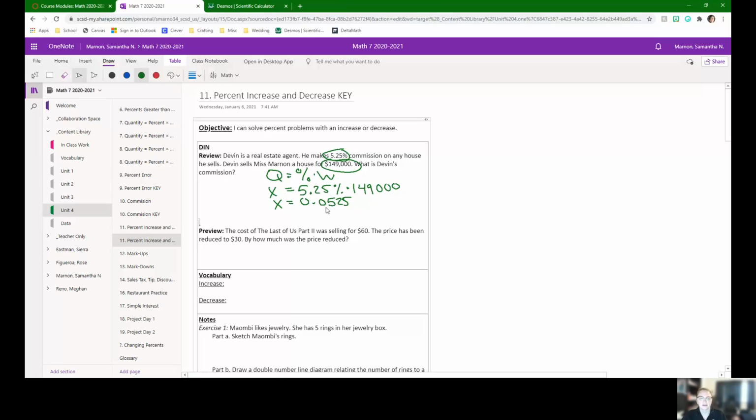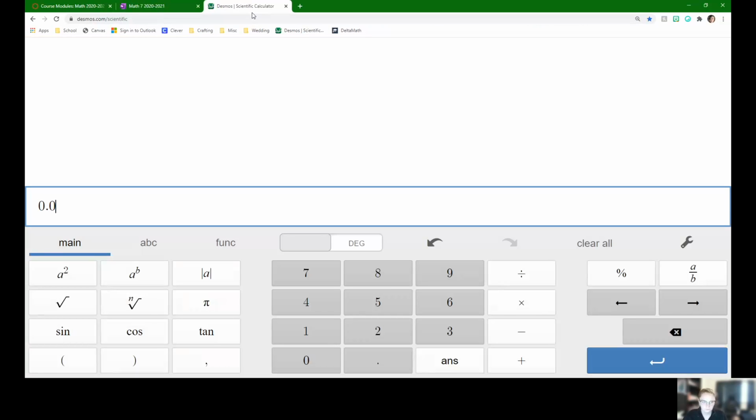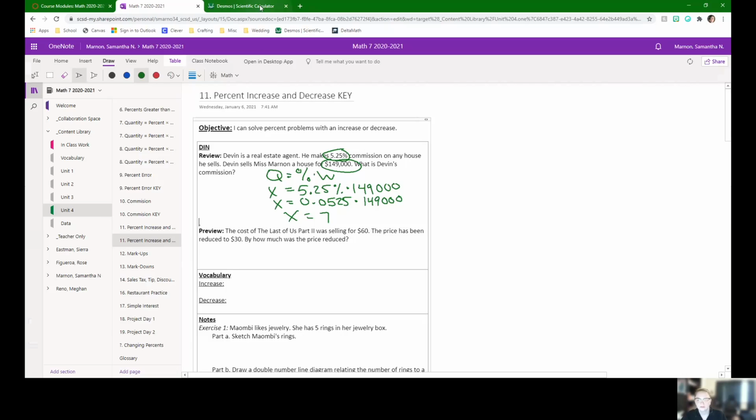If you put it right here, that's tenths. Times 149,000. So we can just type this on our calculator. We get 7,822.5, so that's 50 cents. 7,822.5, and because it's money, I'm going to put the 0, so it says 50 cents. So that is Devin's commission.